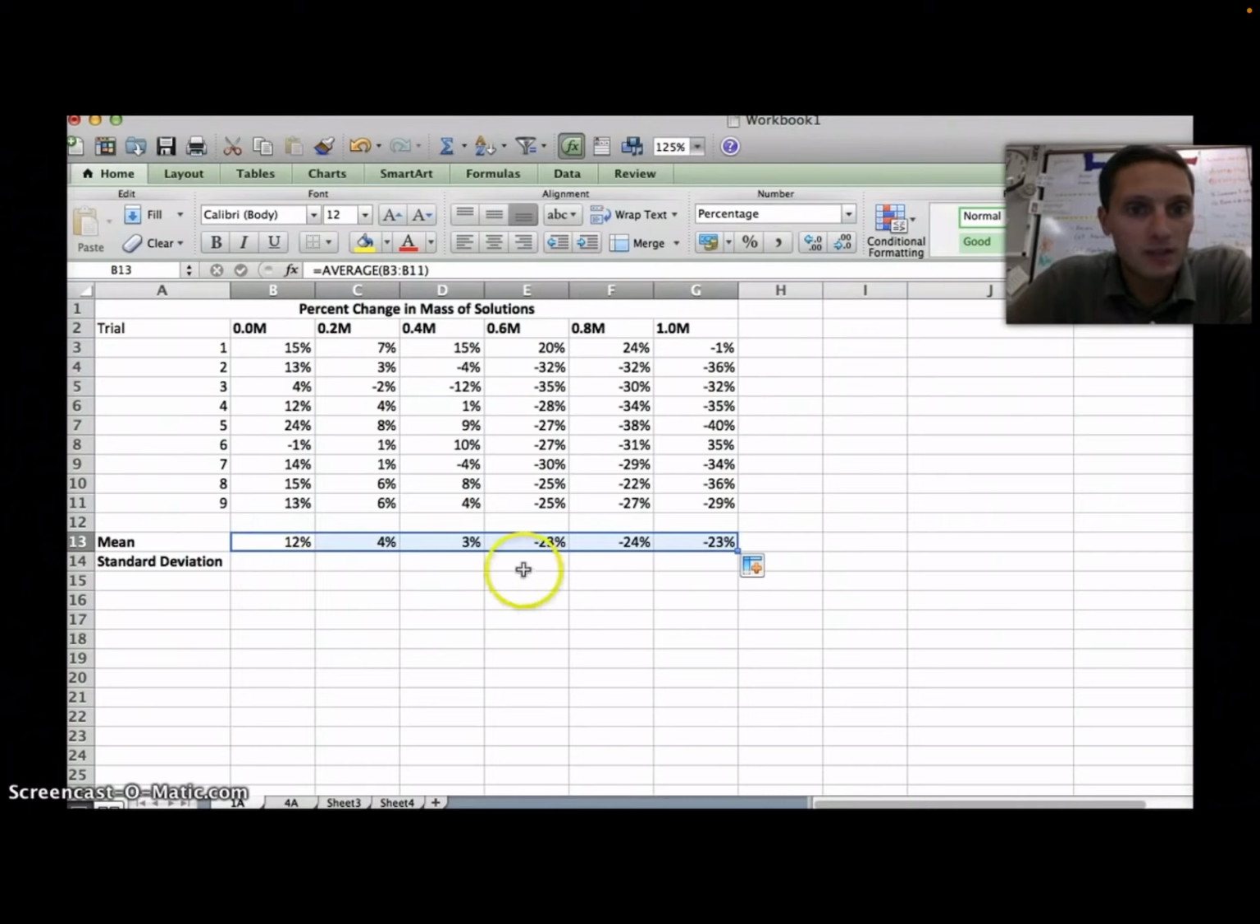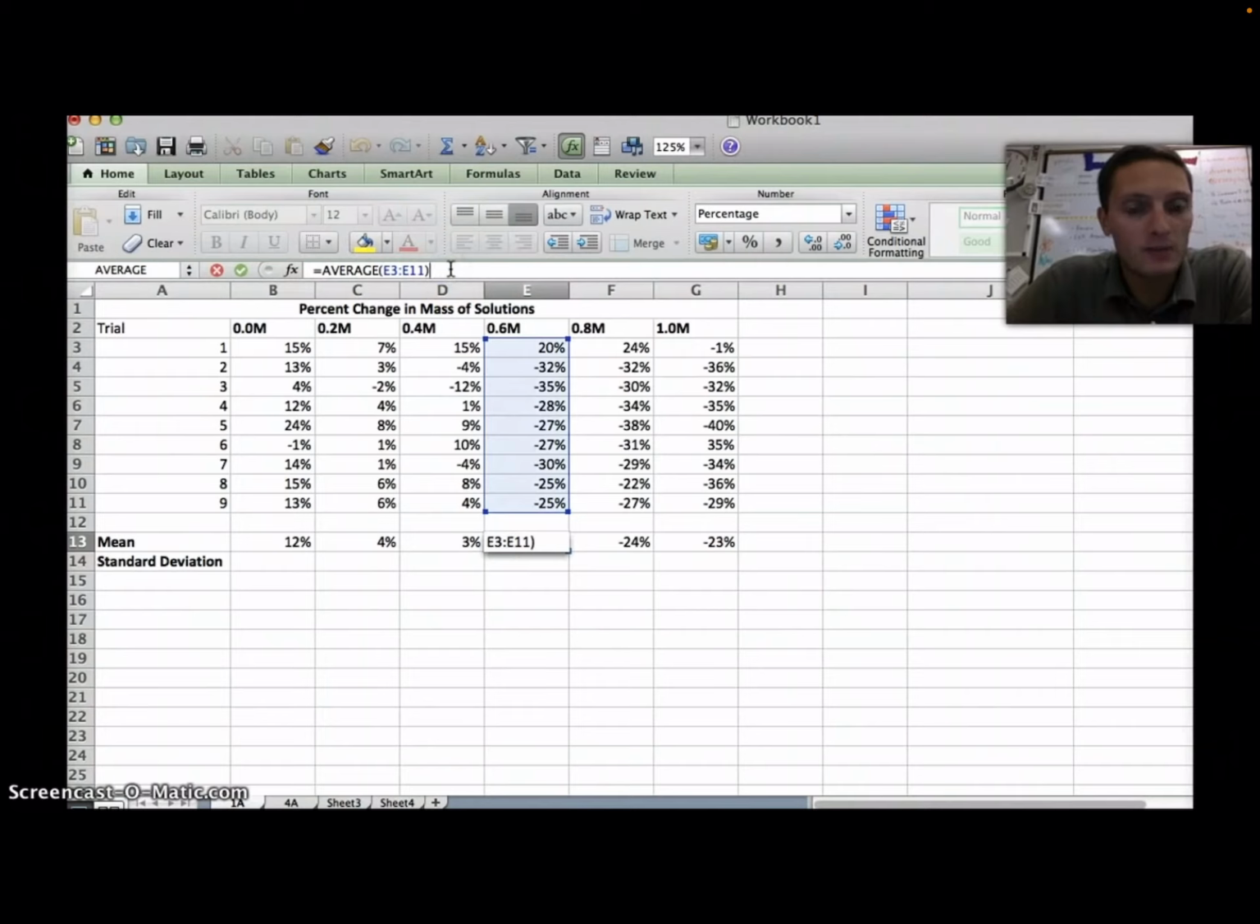Let's check one of these. Let's check 0.6 molar just to make sure. If I click on this, if I look up here in my formula bar, it'll show us what's being highlighted, what's being calculated. It says the average of E3 to E11. E3 to E11, that's what I want it to do. So that average is a negative 23%. That means that that potato is actually losing mass. So again, this is the percent change in mass, so a negative number is going to represent that that potato is losing mass.